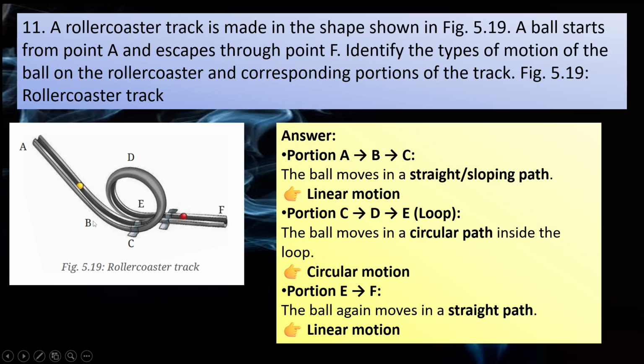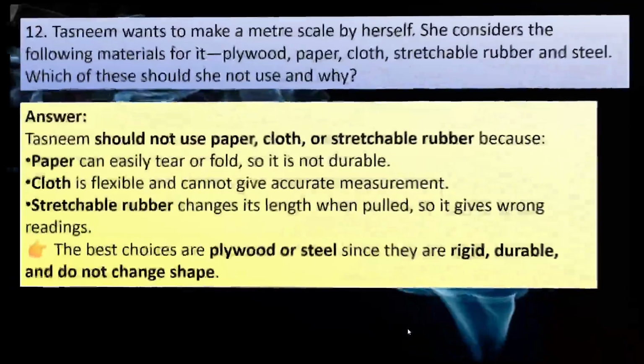Portion A to B, B to C, it is a straight sloping path, linear motion. Portion C to D, D to E is a loop. The ball moves in a circular path inside the loop, circular motion. Point E to F, the ball again moves in a straight path, linear motion.